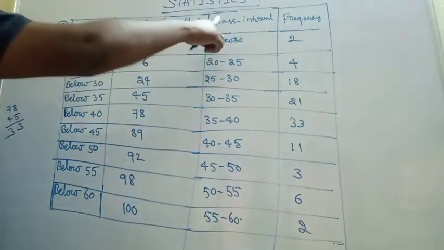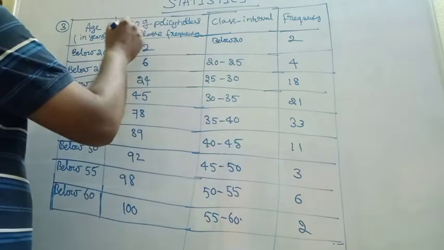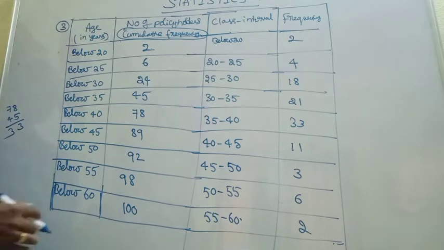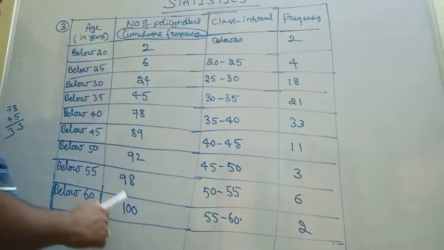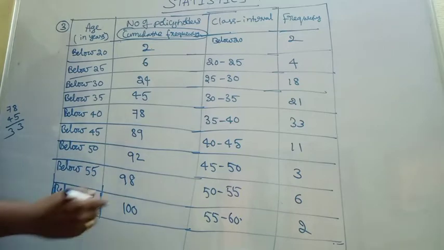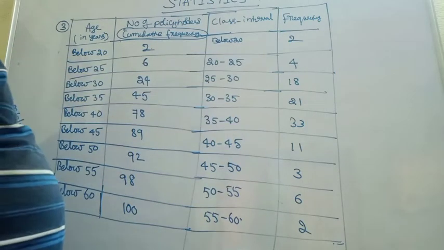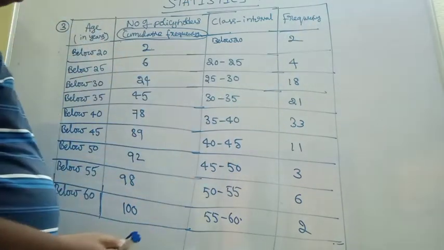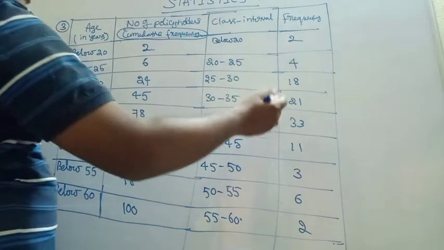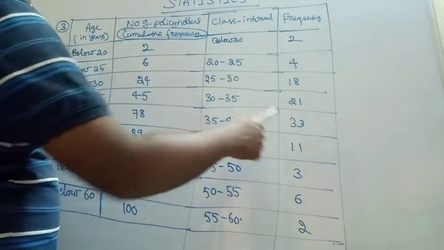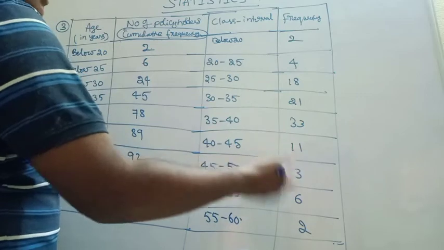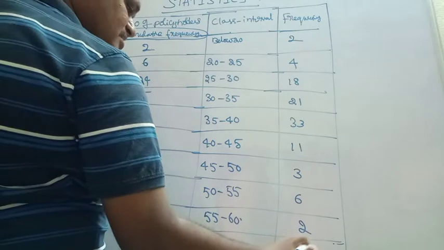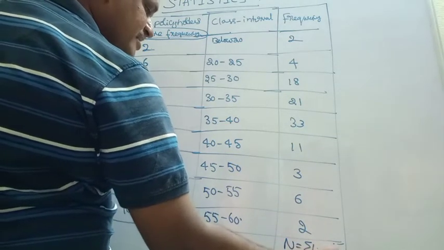Now we have the class interval, the frequency, and the cumulative frequency they have given here itself. Now we need to find how many policy holders there are in total. If you add them, you will get a total of 100. 2 plus 4 is 6, 6 plus 18 is 24, 24 plus 21 is 45, 45 plus 33 is 78, and if you add the rest you will get 100. So n is equal to sigma fi, which is 100.